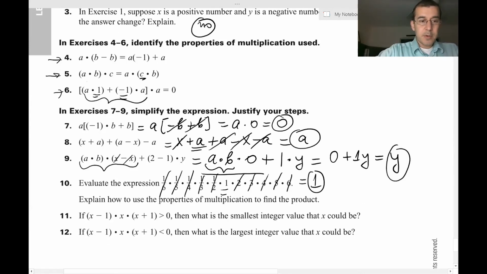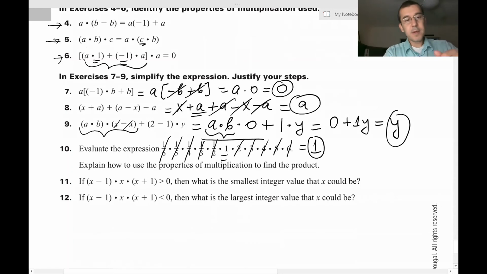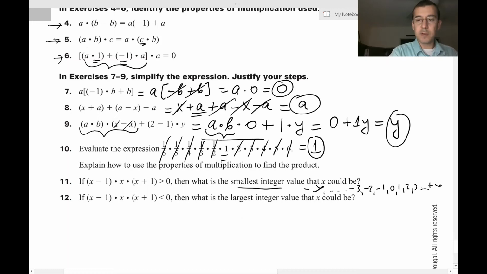Okay, number 11. If x minus 1 in parentheses times x plus 1 in parentheses is greater than 0, then what is the smallest integer value that x could be? So integers, right? Integers are negative infinity all the way to -3, -2, -1, 0, 1, 2, 3, all the way to plus infinity, right? Those are the integers. And what is the smallest integer?